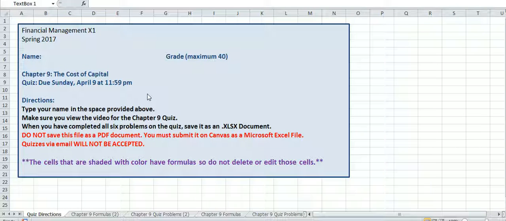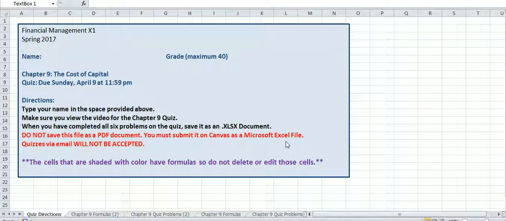In this video, I wanted to talk briefly about the Chapter 9 quiz. It's going to work very much like your Chapter 8 quiz. The directions are exactly the same. Make sure that you upload the file as an Excel file on Canvas.